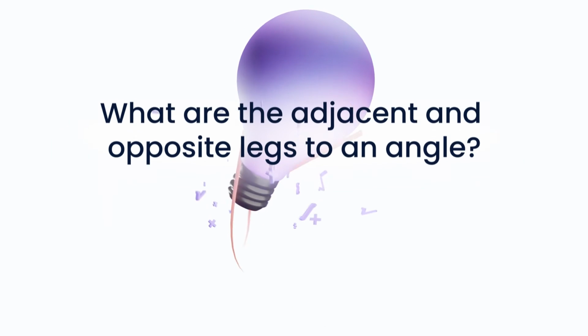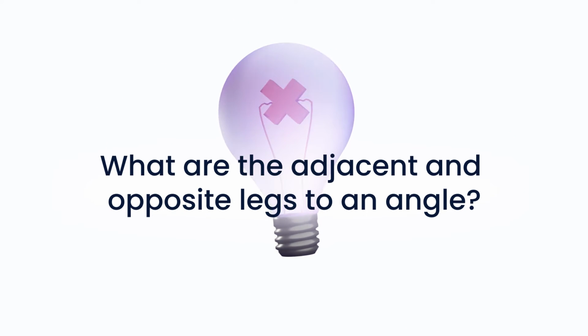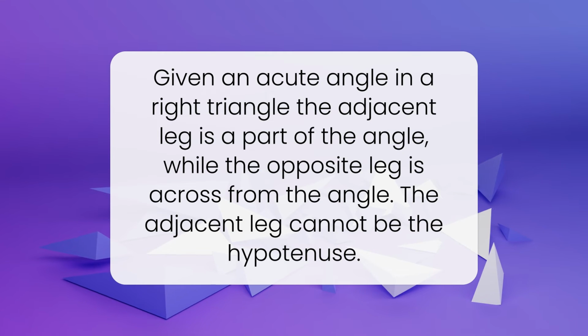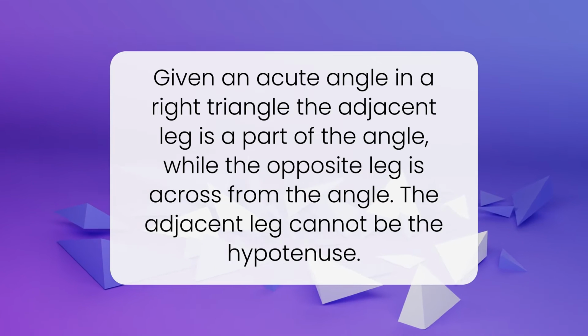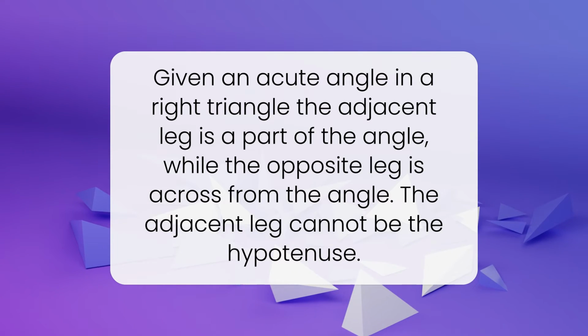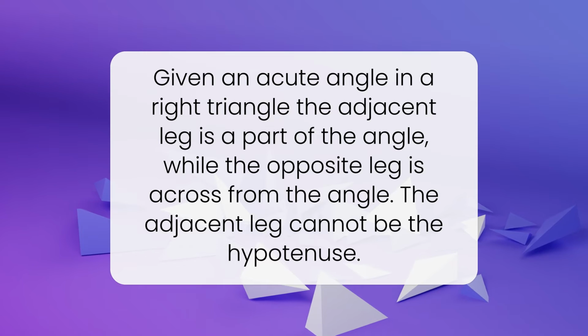What are the adjacent and opposite legs to an angle? Given an acute angle in a right triangle, the adjacent leg is a part of the angle, while the opposite leg is across from the angle.